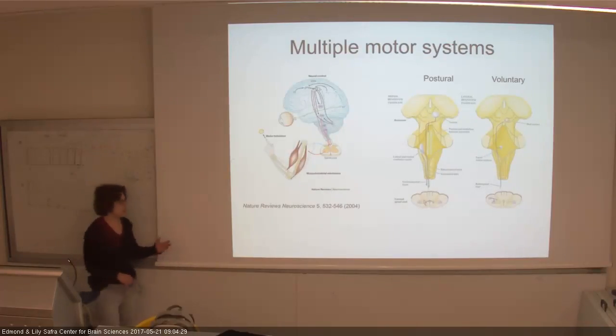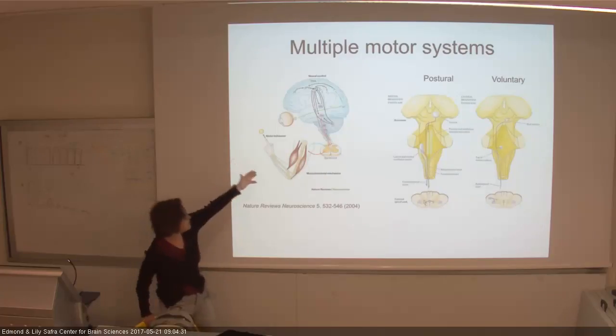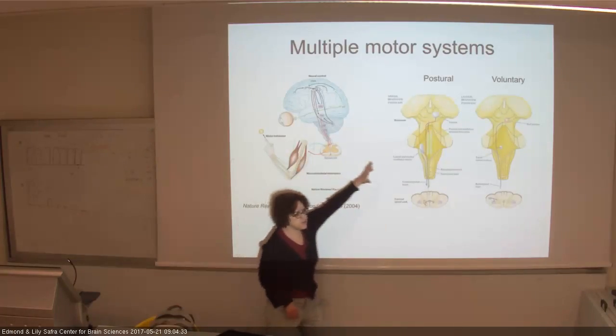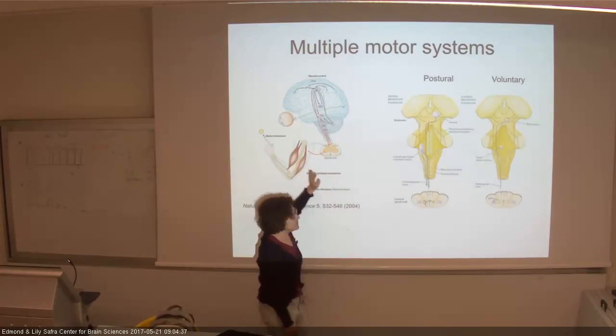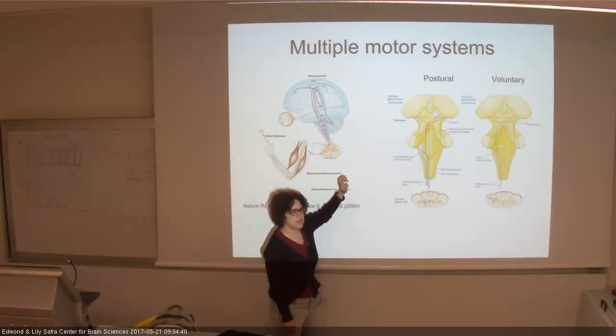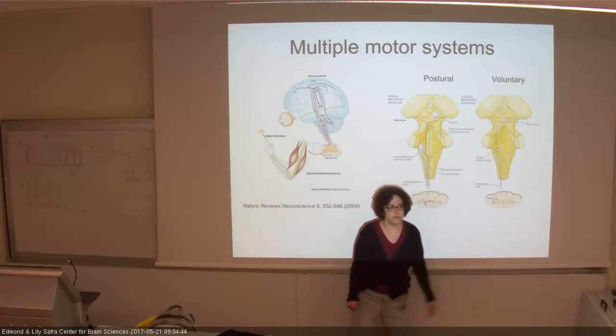And then we described the corticospinal pathway, which has access to both of these systems and is mostly involved in the control of voluntary movement.